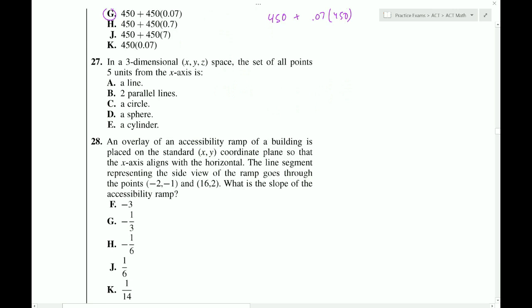In a three-dimensional space, the set of all points 5 units from the x-axis. So here's your x-axis. You can go 5 units above the x-axis, and you can go 5 below the x-axis. So you get a set of parallel lines.